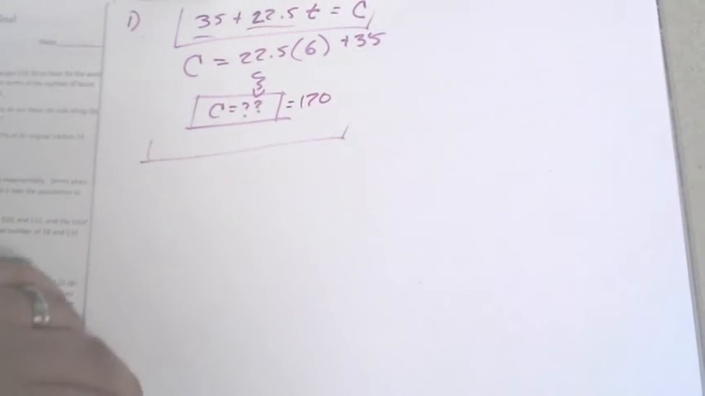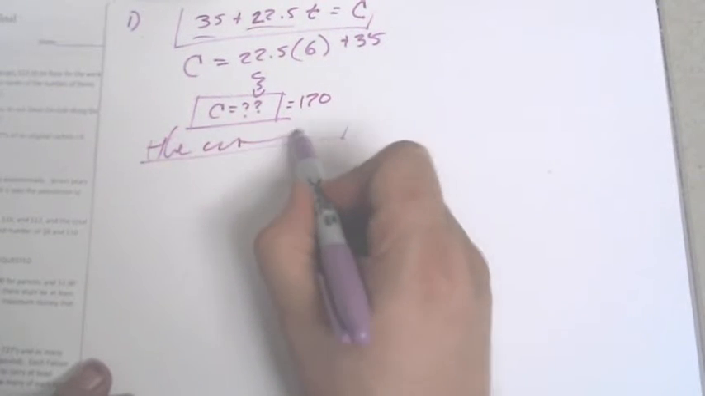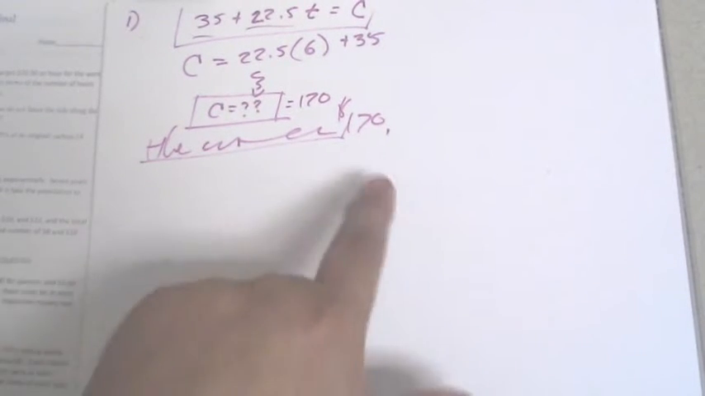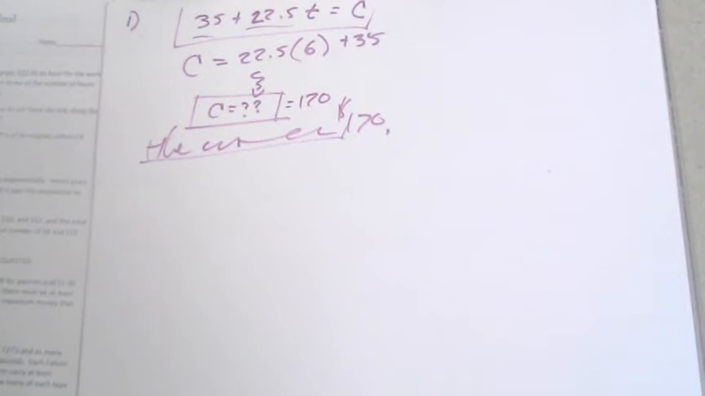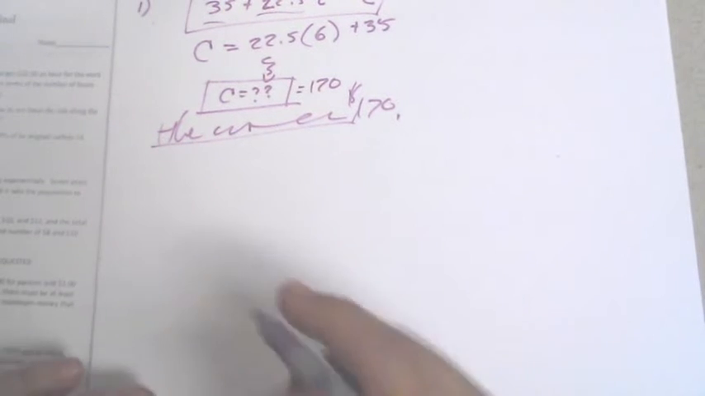So the contractor charges $170 to do that. Make sure you write it in a sentence. The contractor charges $170. Make it a nicer sentence than that. But lines, you should be able to handle lines nicely. The big thing is don't lose points on those. Make sure you're staying nice and focused.